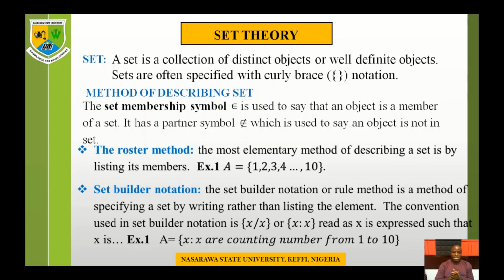A set membership symbol. The symbol is here. Here's how to write the symbol. Membership is used to say that an object is a member of a set. If you cross the membership symbol, that means it's not a member of. It is used to say an object is not in the set.